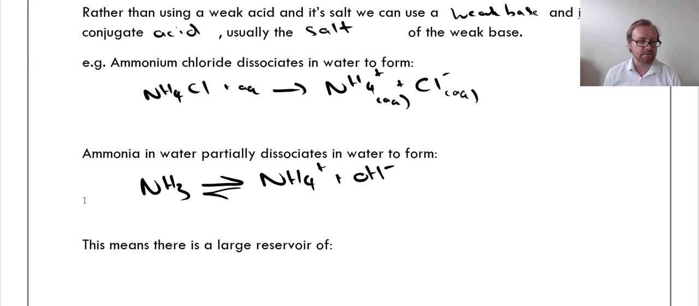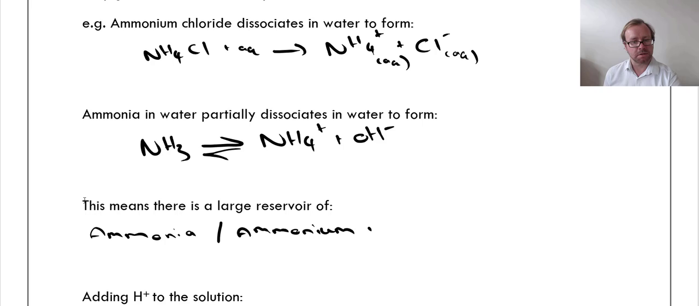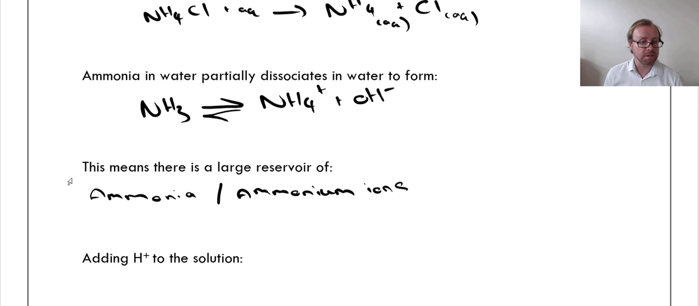I start confusing myself. So this means we've also got a large reservoir of ammonia and ammonium ions. My large reservoir of ammonium ions is here. My large reservoir of ammonia is here, because it's a weak base, the equilibrium lies very far to the left, so we have a large reservoir of ammonia from here.